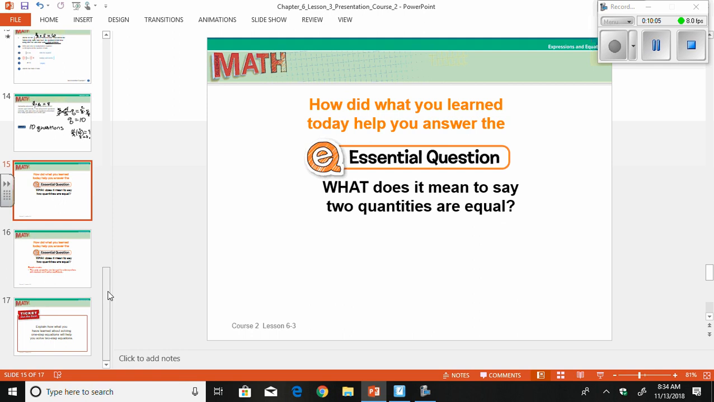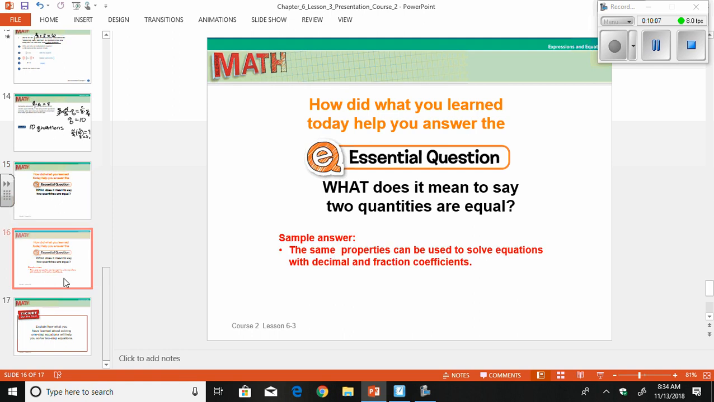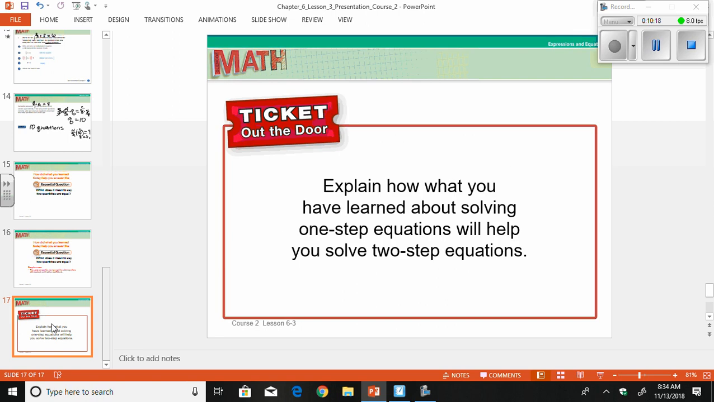So our question was answered today: the same properties can be used to solve equations with decimal and fraction coefficients as they are with whole numbers. So of course we have our question: explain how what you've learned about solving one-step equations will help you solve two-step equations. We already know how to do one of the steps. Now you just put them together. You know how to do addition and subtraction and multiplication and division. So when you put them together, it's just taking it a little further.